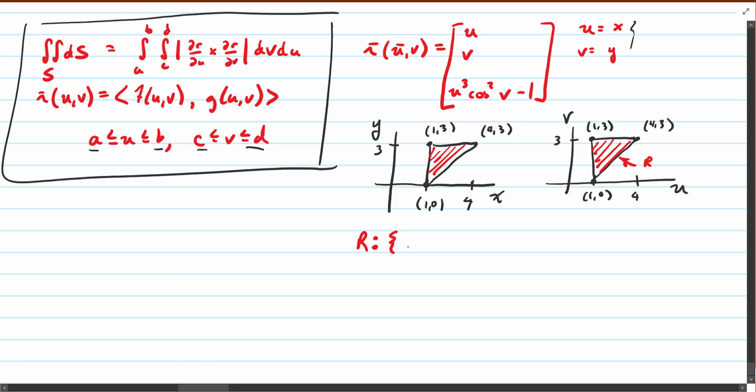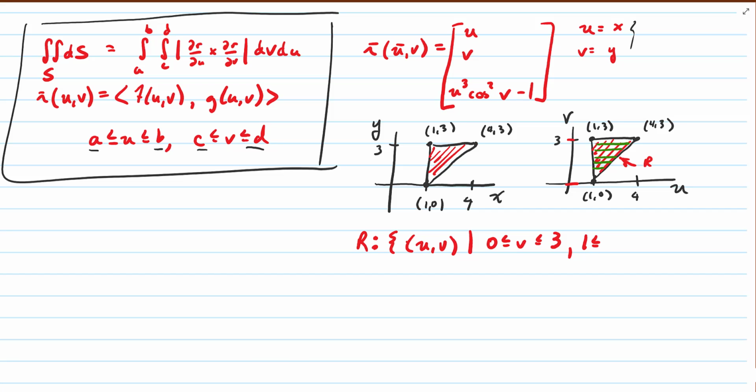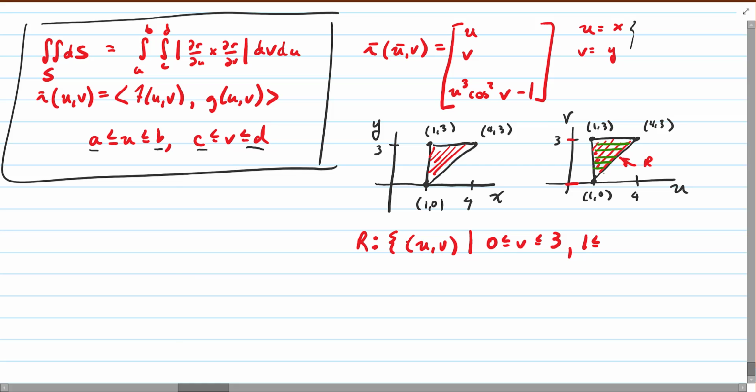There's lots of ways we could write it. I'm going to choose to write it this way. It's a set of ordered pairs u and v, such that my v values range between 0 and 3, and the u values are ranging between 1 and wherever it hits this line. So when we go to integrate this, we're going to integrate the region as these green lines. So we can see the u values will run from 1 until whenever we hit this curve right here.